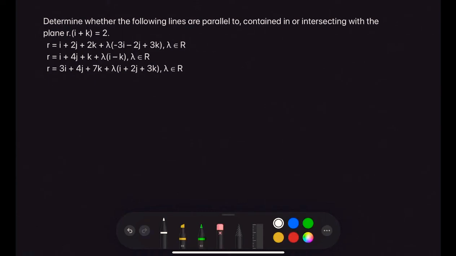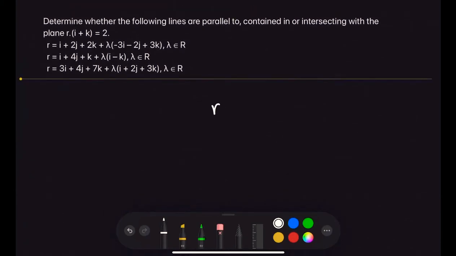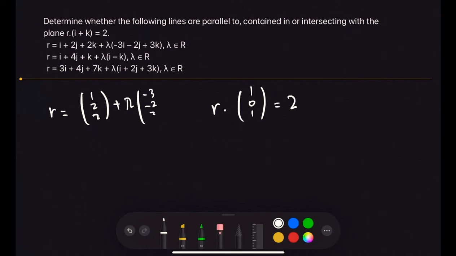Okay, so we have to write down the plane first. So I'm going to write down my plane here. We have r dot (1, 0, 1). Once we have this, I'm going to write down the equation of the line here. So we have (1, 1, 2) plus lambda times (-3, -2, 3).